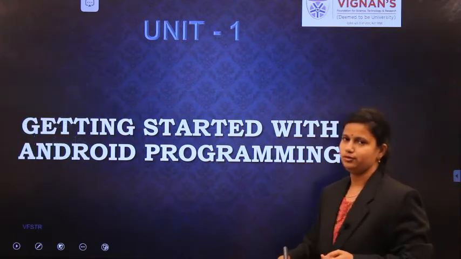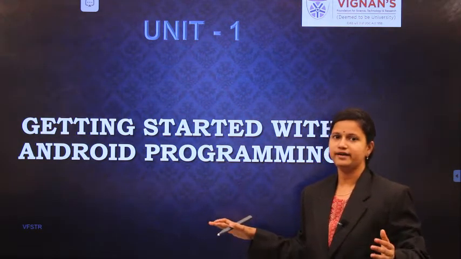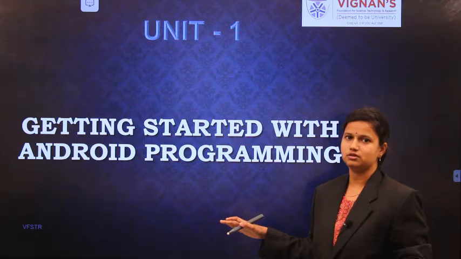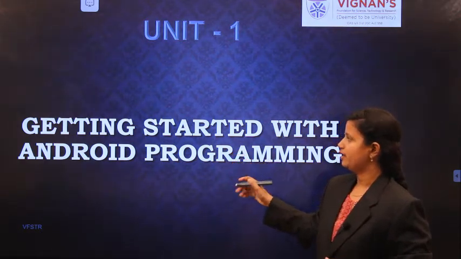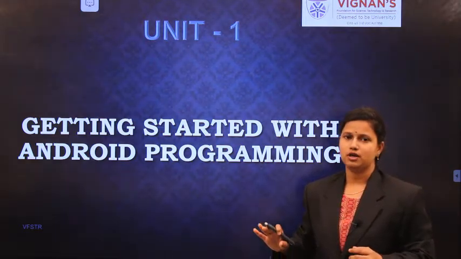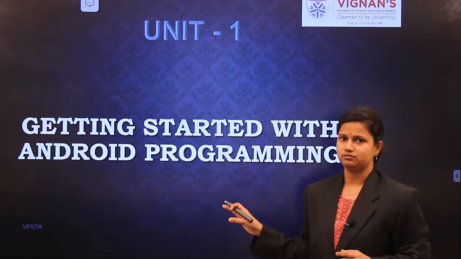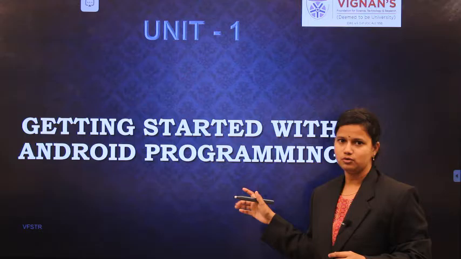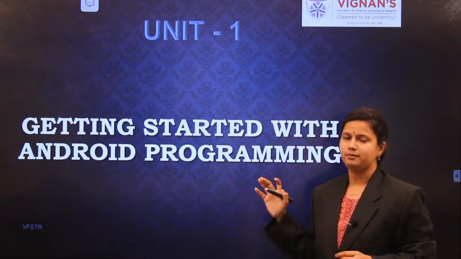The next one is unit 1. The objectives of the entire course are already completed. The unit 1 name is getting started with the Android program. So how do we have to start the Android program? In this unit we only have to learn about the basic Android concepts.